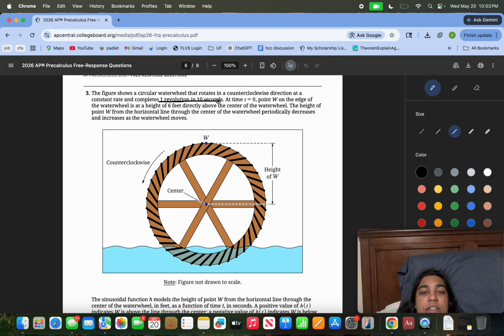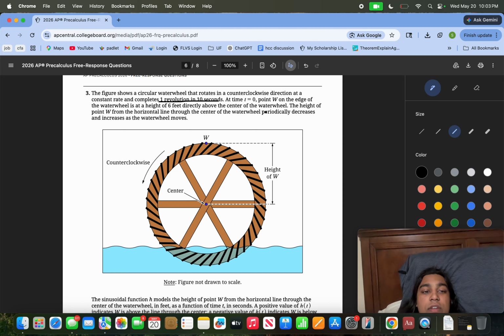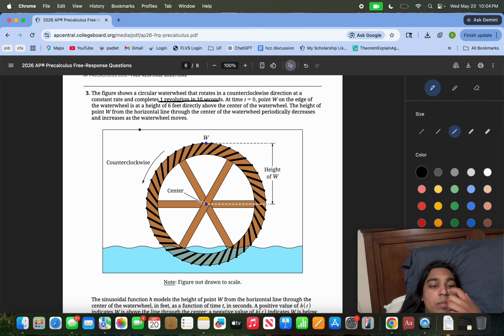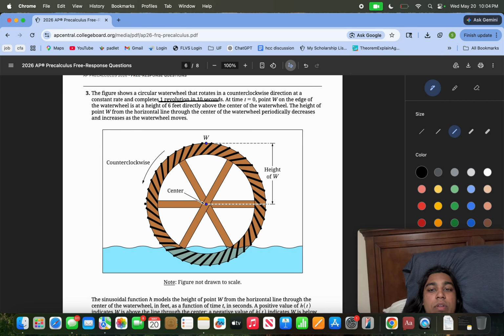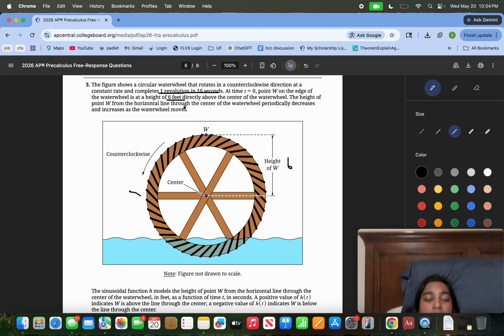We do 1 revolution in 10 seconds at time t equals 0. Point W on the edge of the water wheel is 6 feet above. Okay, so when we're starting, we're above the center. The height decreases. The height of point W from the water wheel horizontal line periodically decreases and increases as it moves. So my height of W is 6. Great, because it said 6 feet.